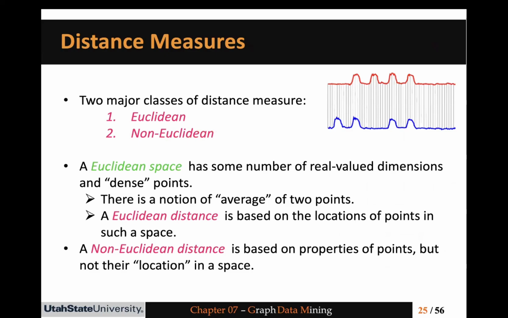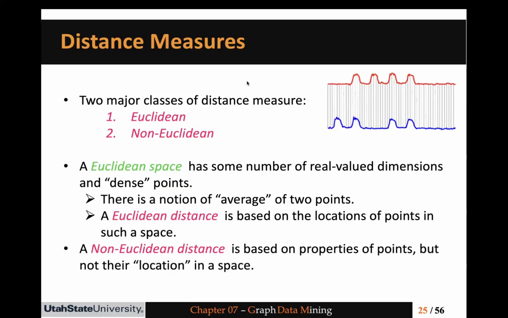Okay, so for distance measures, as I said earlier, for the case of shape-based similarity, I could use Euclidean measures. There are also non-Euclidean measures that are typically used for structural similarity search. Euclidean simply means that I'm relying on the values at the exact point in time at which they happen. Non-Euclidean distance is based on the properties of some points, but not at their exact location in space.